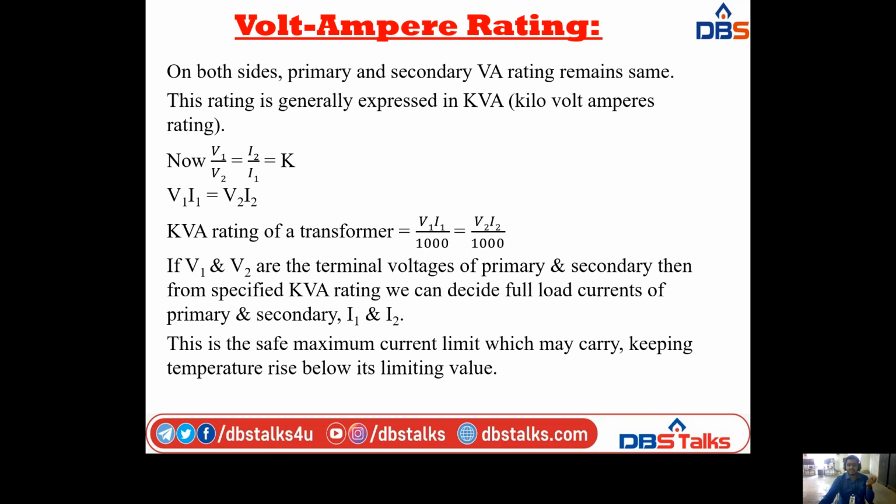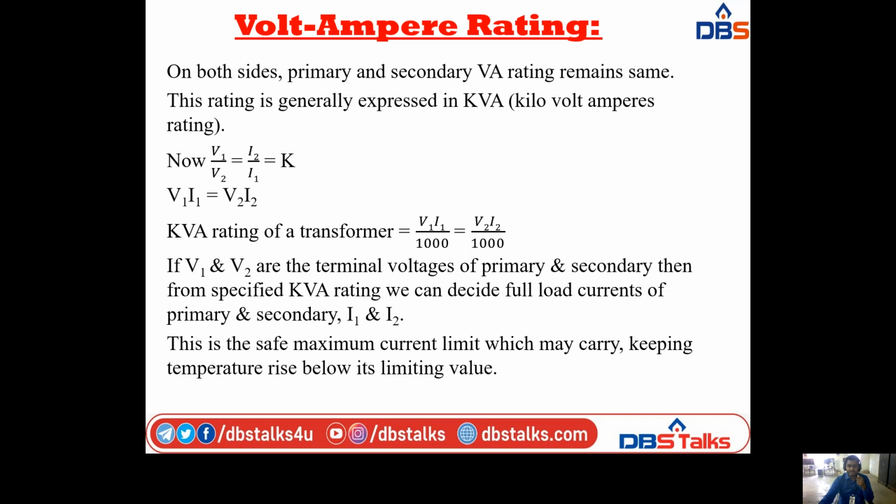I am writing V1 I1 is equal to V2 I2. Next, kVA rating of a transformer is equal to V1 I1 by 1000, that is equal to V2 I2 by 1000. This is the kVA rating of a transformer. So if V1 and V2 are the terminal voltages of primary and secondary, then from the specified kVA rating, we can decide full load currents of primary and secondary, I1 and I2. This is the safe maximum current limit which it may carry, keeping temperature rise below its limiting value.